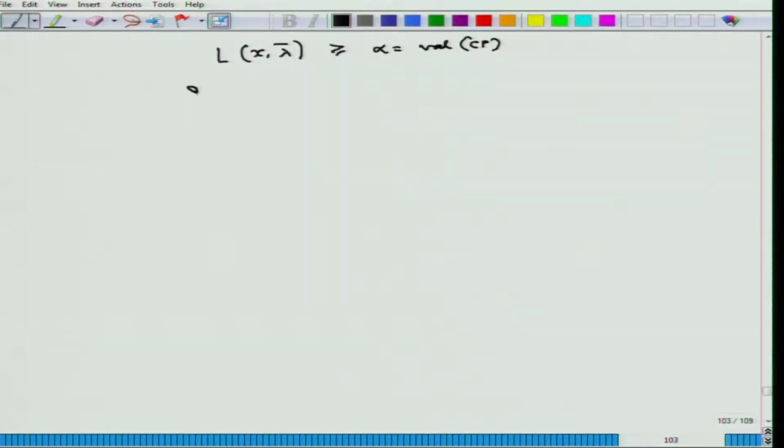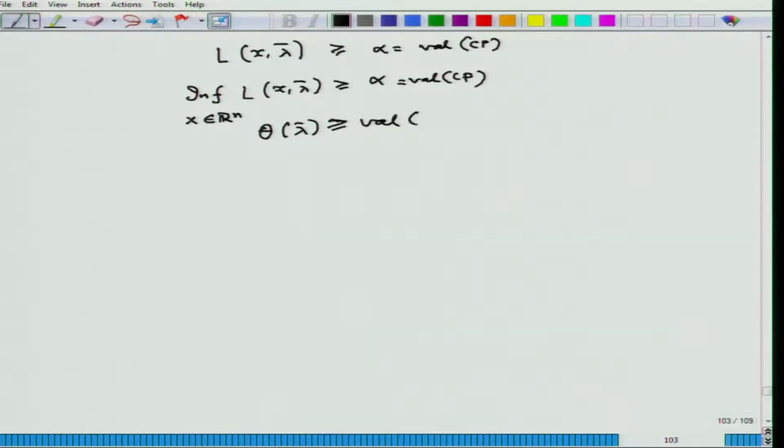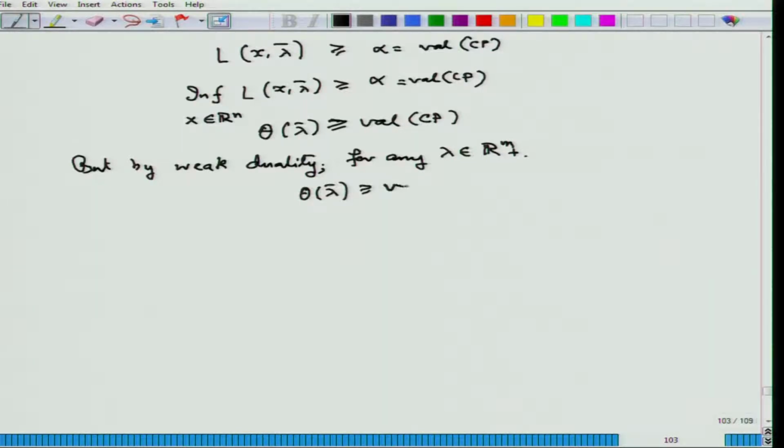So, now if I take the infimum over all x in Rn of this expression, x lambda bar, this becomes bigger than alpha equal to value of Cp, and this is nothing but by the very definition theta lambda bar is greater than or equal to value of Cp. But by weak duality, for any lambda element of R m plus, theta of lambda bar is bigger than value of Cp, which is bigger than value of theta of lambda.